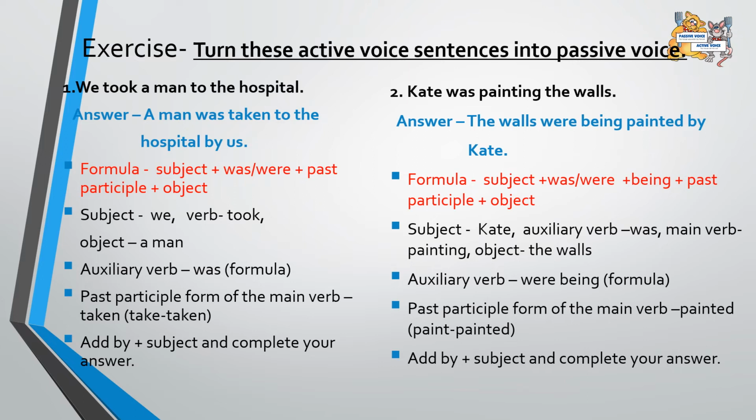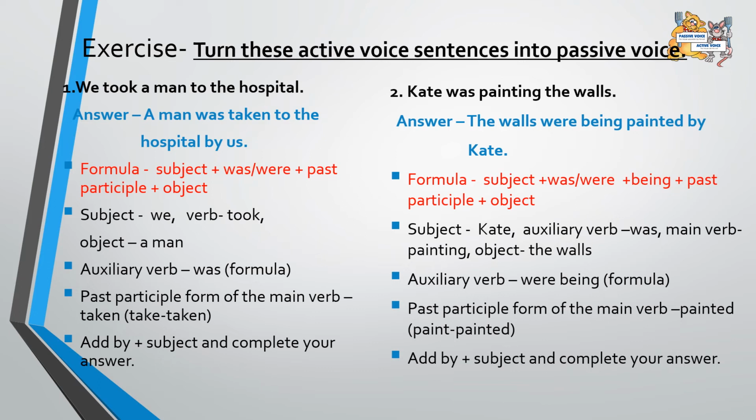First, start the passive voice sentence with the object, that is, a man. Then we select the auxiliary verb was from the formula because the object is singular. Now write the past participle form of the main verb take, that is taken. Finally, add by and the subject to complete your answer. The complete answer is: a man was taken to the hospital by us. Here, the subject pronoun we becomes the object pronoun us.